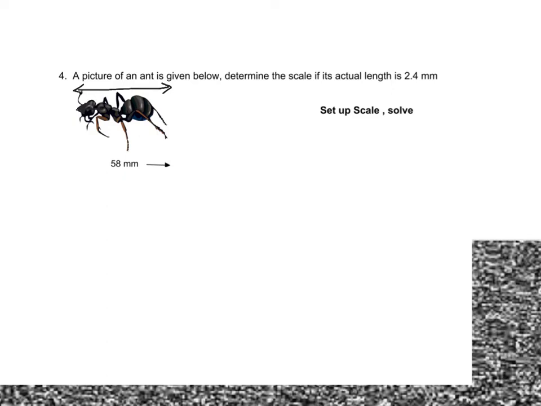and this is 58 millimeters. Okay, so we know that the scale is always the diagram measurement to the actual measurement. That's what the scale is. You can find that on page 11. It says that scales are always the diagram measurement to the actual measurement. In this diagram, the measurement in the diagram of this ant is 58 millimeters. And it says that the actual length of the ant is 2.4 millimeters. Notice they're both in millimeters.